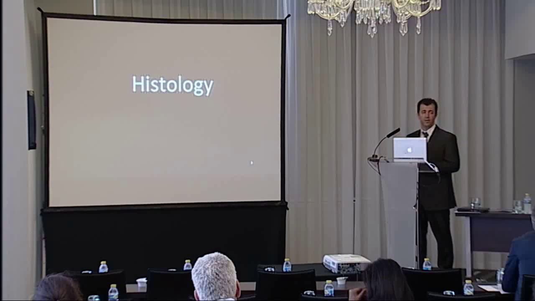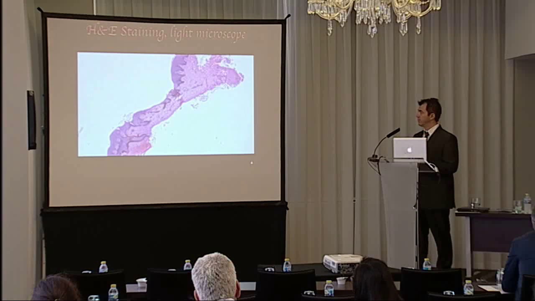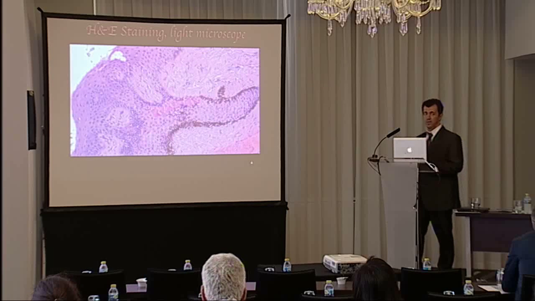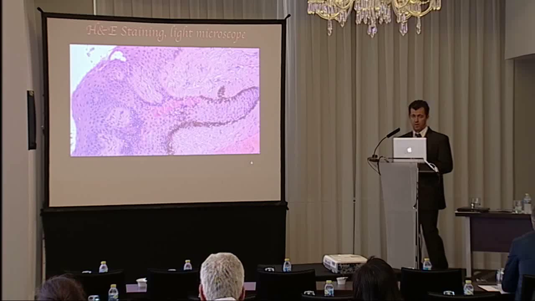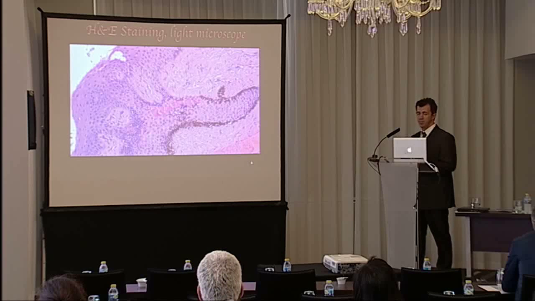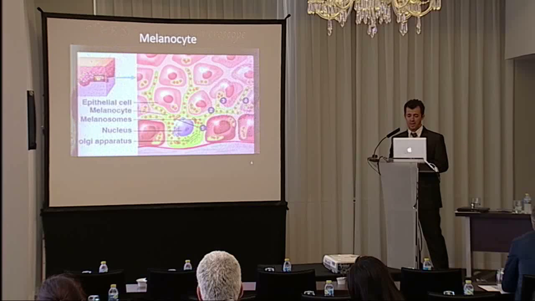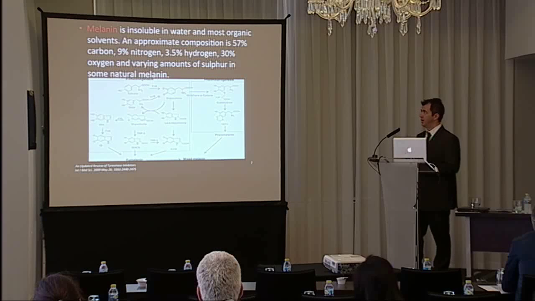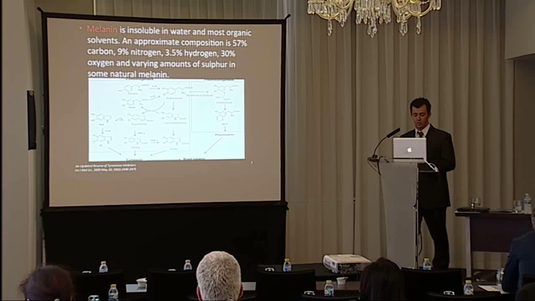I want to go briefly through histology. We know that the epithelium contains basal cell layers, and the melanocytes are there. They are less than 7% of the basal cell layers, and they produce the melanin. Chemically, melanin is insoluble in water, and consists of carbon, nitrogen, hydrogen, oxygen, and sulfur.